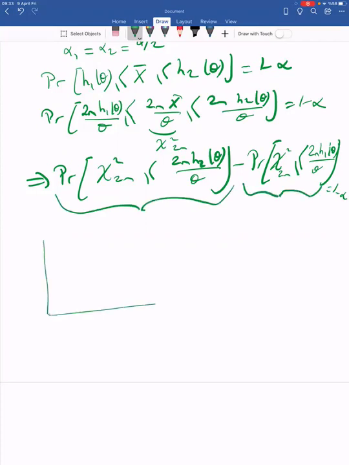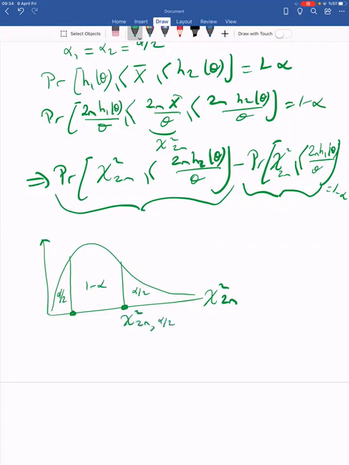Okay, so let's draw the picture. We have a chi-square distributed random variable, which is 2n x bar over theta. Let's say this is the PDF of that distribution. We want to find upper and lower bounds here in the chi-square, and we want these tail probabilities to be alpha over 2. Now we know the distribution, so we can easily write chi-square 2n; the upper tail probability is alpha over 2, so chi-square 2n 1 minus alpha over 2. Till this part, we have alpha over 2 probability.